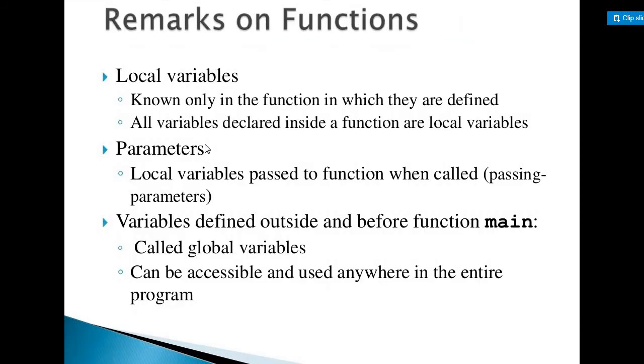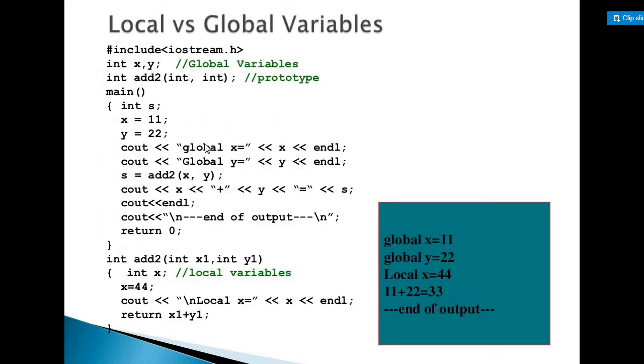Remarks on functions. Local variables are known only in the function in which they are defined. All variables declared inside functions are local variables. Parameters are local variables passed to the function when it is called. Variables defined outside and before function main are called global variables, so they can be accessed and used anywhere in the entire program. So, local versus global variables.